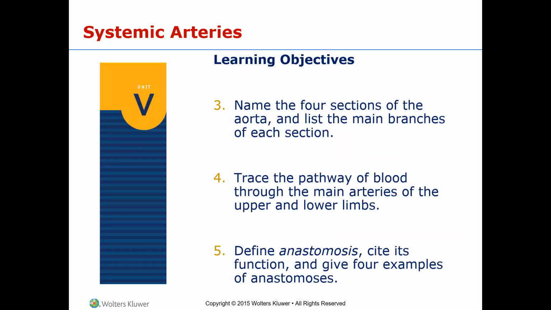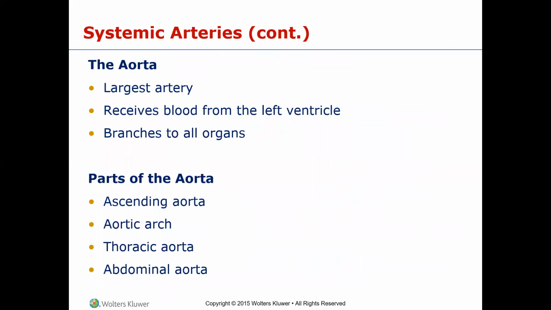Okay, systemic arteries. We'll look at a little bit of this in terms of the sections and tracing the blood through the main arteries of the upper limbs, and then I'll define an anastomosis. So the aorta, again, is the largest artery. It receives blood from the left ventricle, and it branches out to all of the organs.